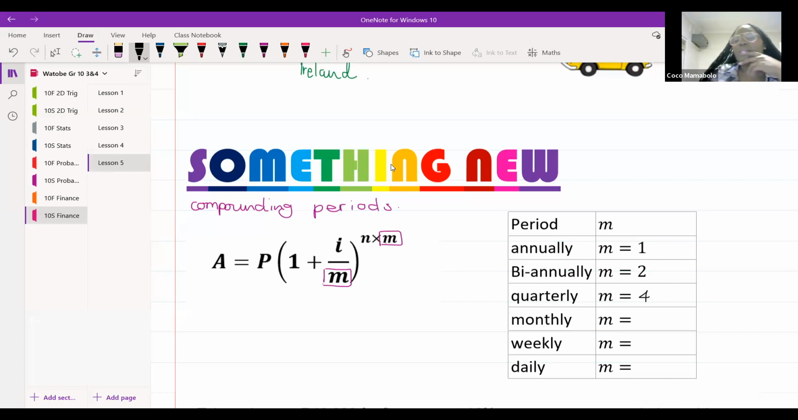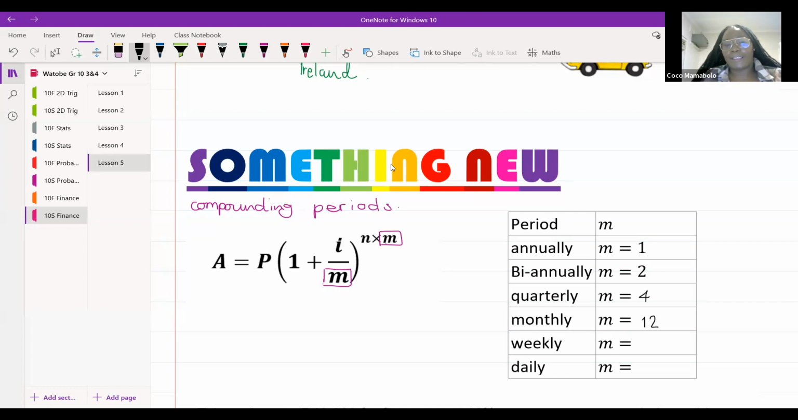Okay, what about monthly? What would my M be if I had to compound something monthly? Correct, 12. Okay, Denvir says quarterly, isn't it 3? It's 4 times in a year. Okay, it's 4 times in a year, but it's every 3 months. That's completely different. Just like biannually would be 2 times in a year, but it's every 6 months. So we can't make biannually 6. Doesn't work that way.